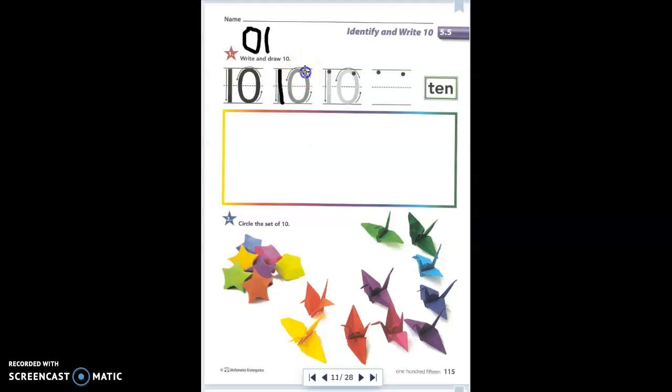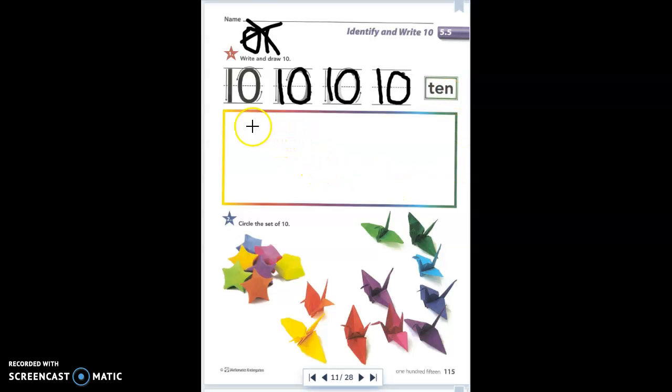But let's make 10. A 1 and a 0, a 1 and a 0. We know how to make both these numbers already, so there's not much to this. Just remember that the 1 goes first, followed by the 0. We can also represent 10 with the number word, T-E-N.